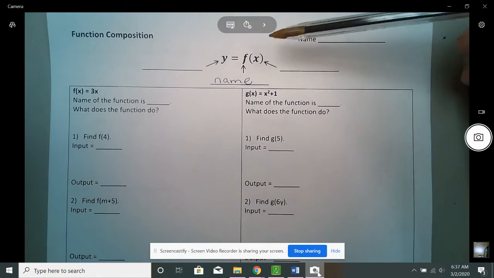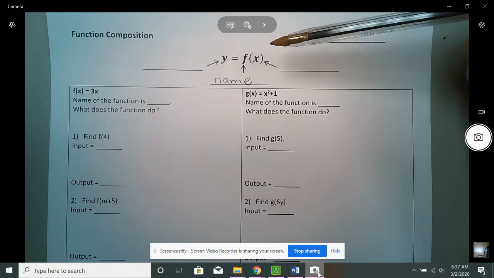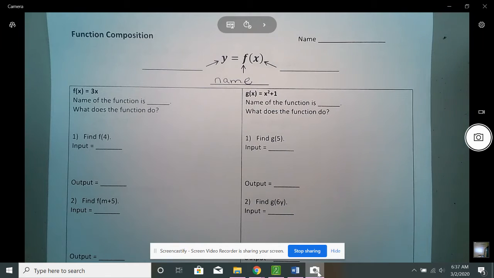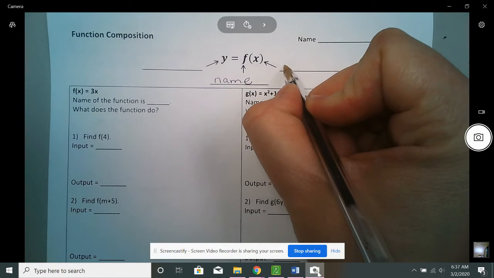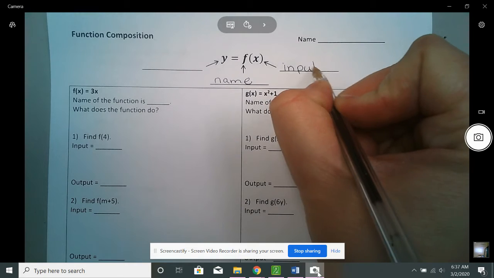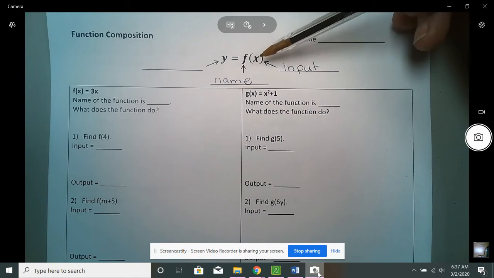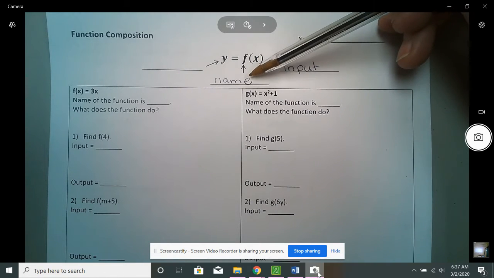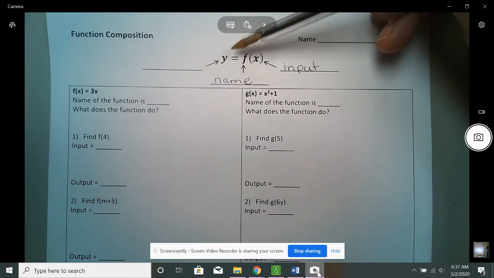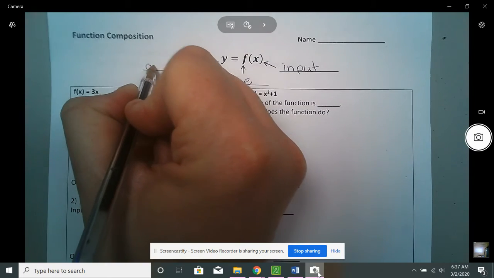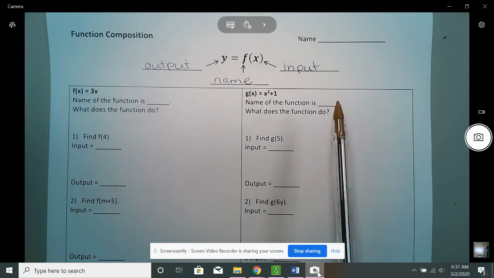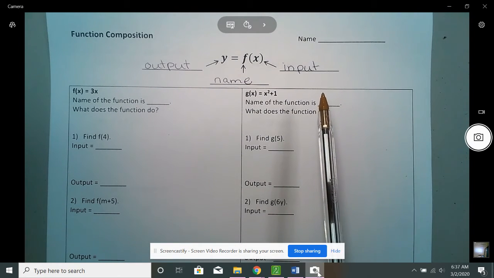Sometimes we call it g of x, h of x, r of x, whatever. It's a letter that represents the name of the function. X is the input values to the function. So this could be f of 4, f of 7, f of another function, but that is what we're putting in to the f function. And then the y values are the output of the function. It's what we get after we evaluate the function with the given input.